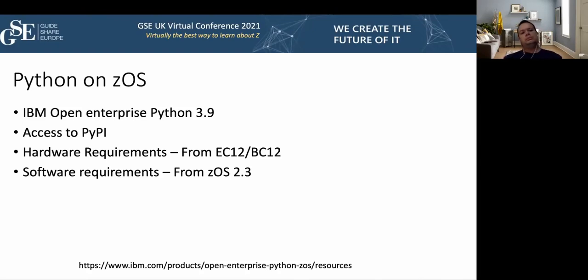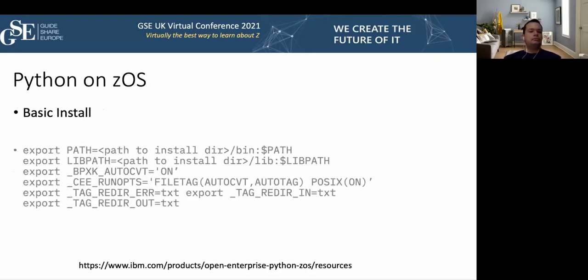And there are some requirements when we want to use Python on z/OS. For hardware, you need to have Enterprise class 12, or is it 13, 14, 15. And for software, you need to be at z/OS 2.3 or above. So these are the requirements you need. If you want to know more about that, there is also the link here where you can find this documentation. And from the link, you're also going to be linked to where you can download Python.